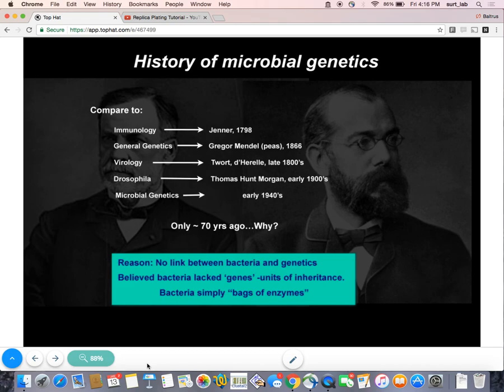Because there was really no morphological complex diversity like in other organisms, there was a thought that potentially bacteria and prokaryotes didn't necessarily have genetics. Maybe they were there and they existed. So unlike the fancy fruit fly, maybe microbes didn't have genetics, and maybe we couldn't actually study that. So it took a while to overcome that.